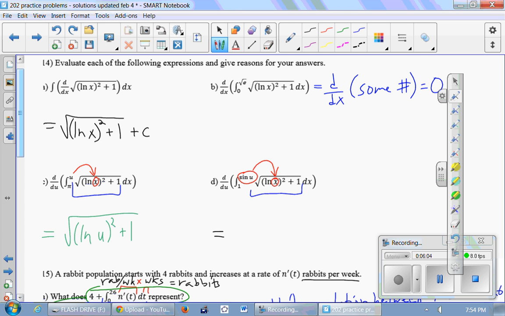So this equals the square root of ln of, but instead of x, it becomes not just u now, but sine of u. All right, then that guy, sine of u, and then that thing is still squared, and there's still a plus 1, and the dx and the integral and the d du, again, all explode and disappear.